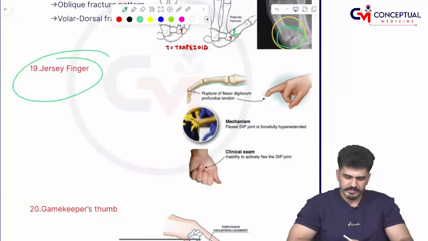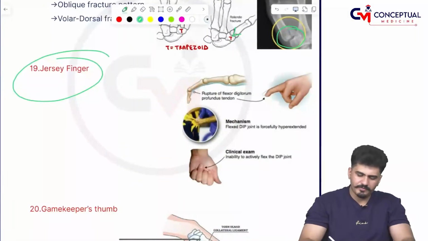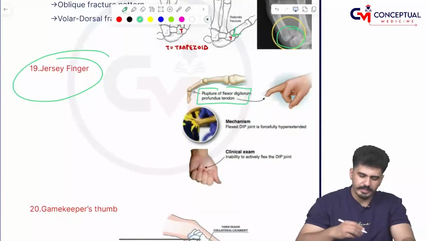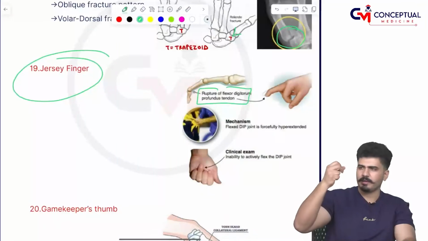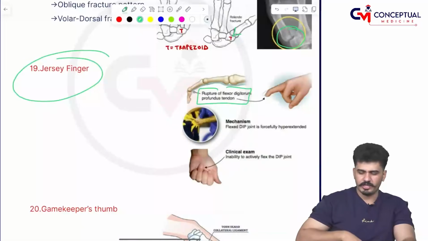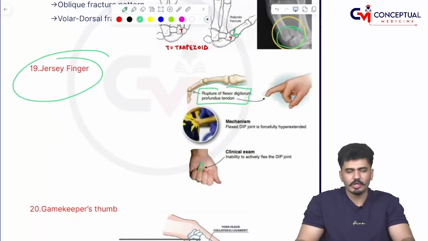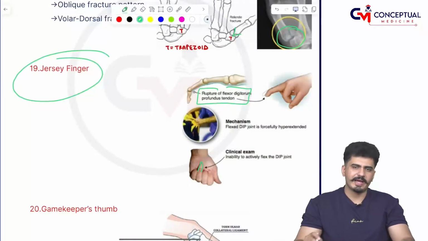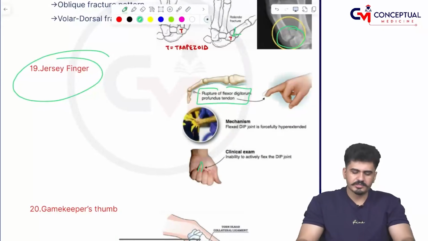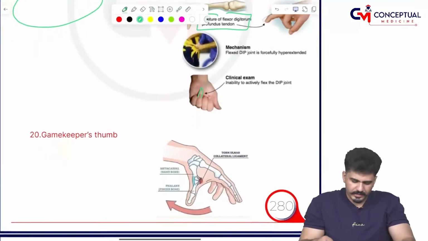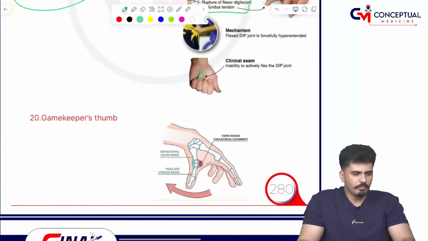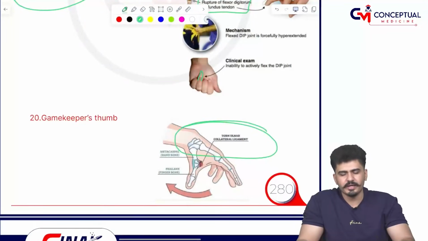Jersey finger. Now, sir, jersey finger में what is happening? There is a rupture of a digitorum profundus tendon. जो मुट्ठी को पूरी बंद करने में help कर रहा था, उंगलियों को बंद करने में, अब नहीं हो रहा. तो whenever we are clinching that, you will see one finger is not able to close, and that is the affected part because digitorum profundus is gone, sir. Gamekeeper thumb. In gamekeeper thumb, there is no bone injury, but there is an injury to the ulnar collateral ligament.